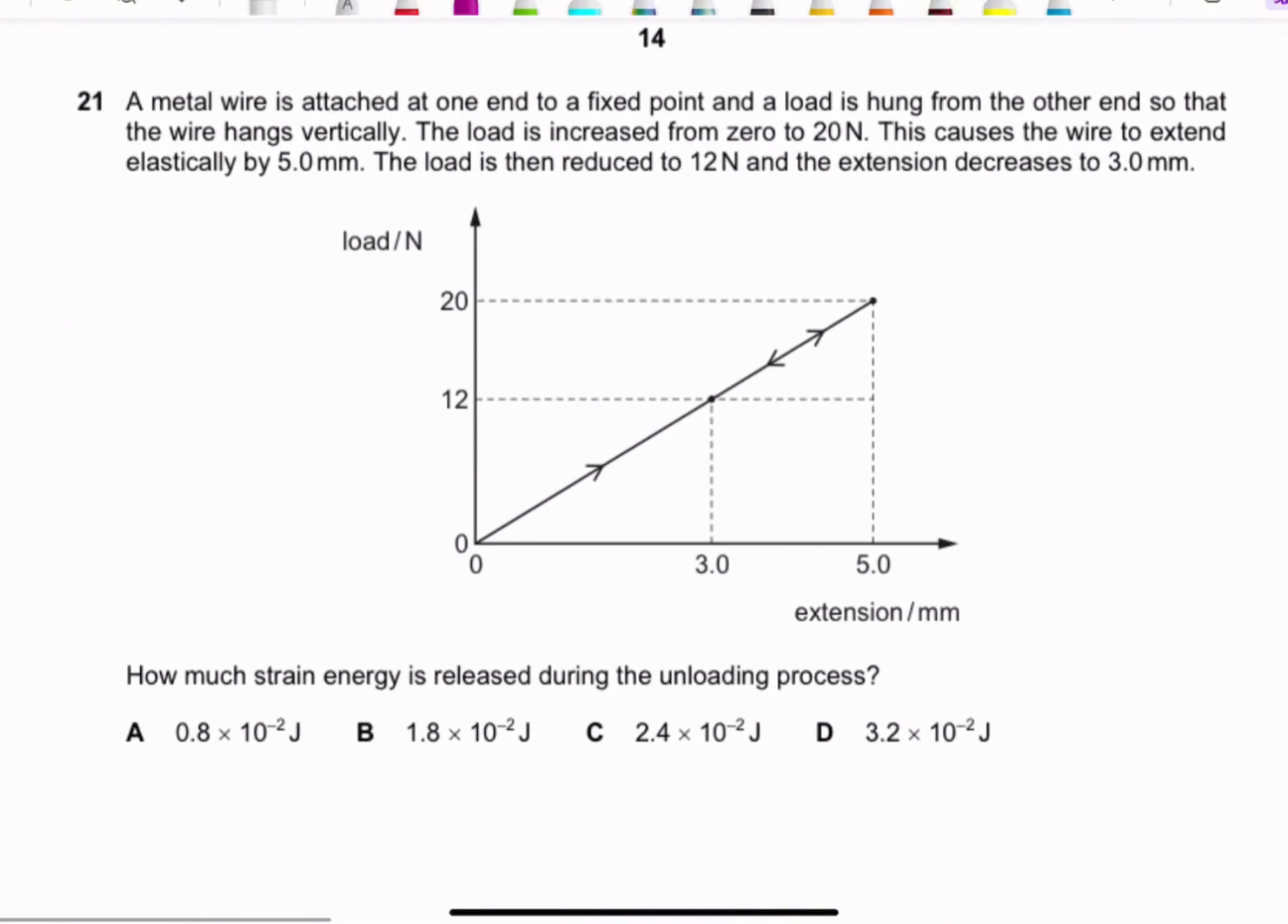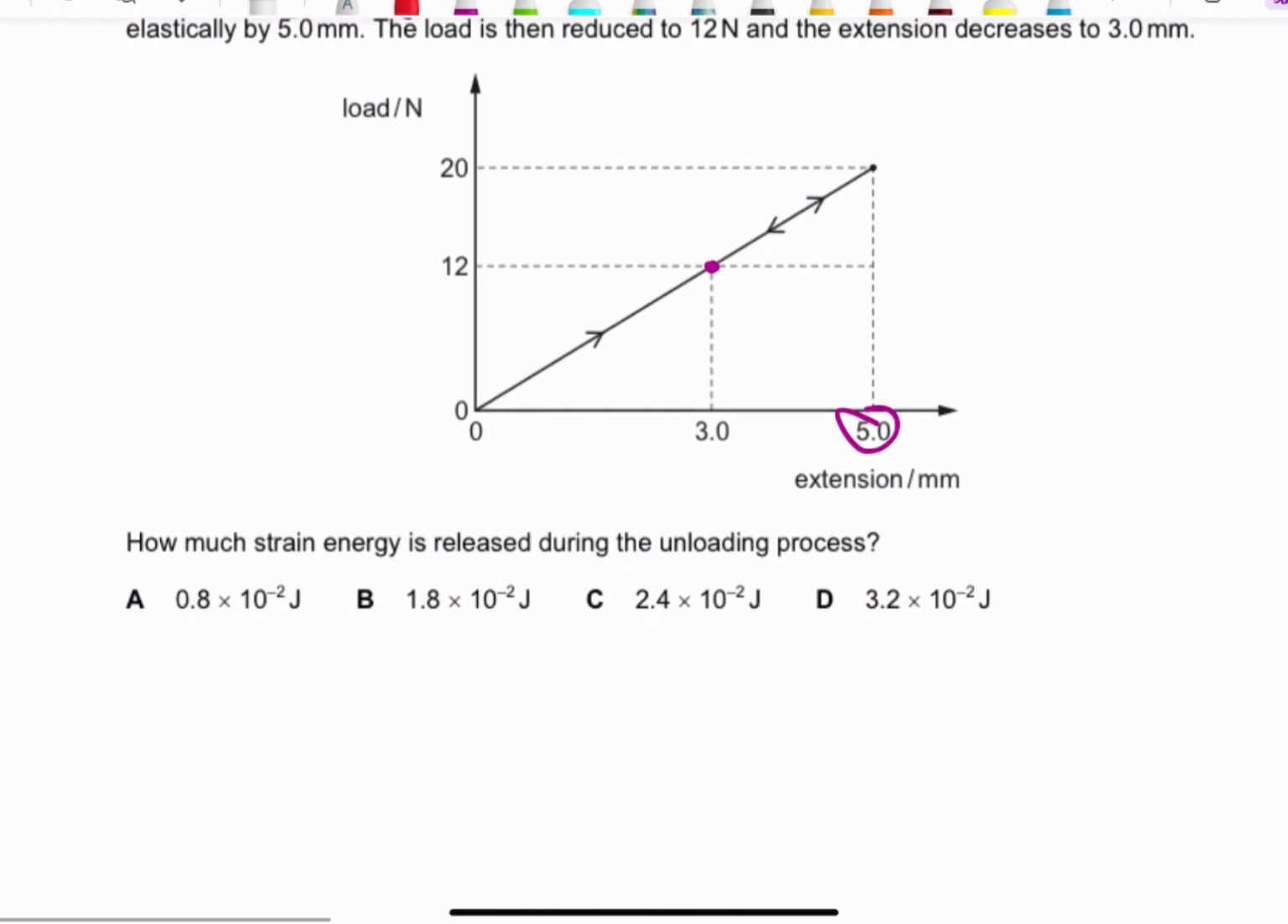Move on to question number 21. A metal wire is attached at one end to a fixed point and a load is hung from the other end so that the wire hangs vertically. The load is increased from 0 to 20 newtons, and this causes the wire to extend by 5. The load is then reduced to 12, and the extension decreases to 3. How much strain energy is released during the unloading process?